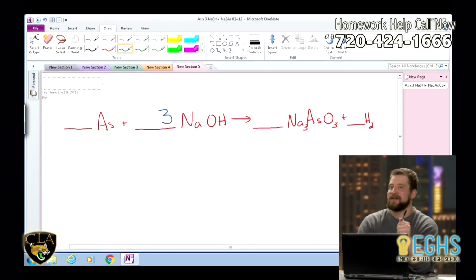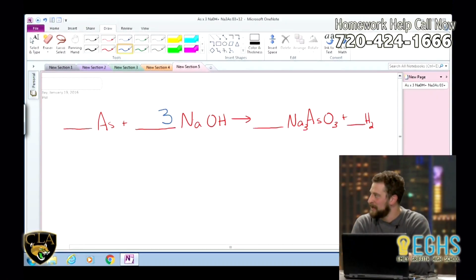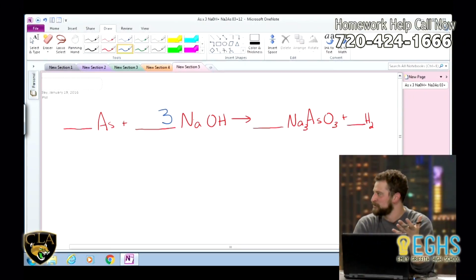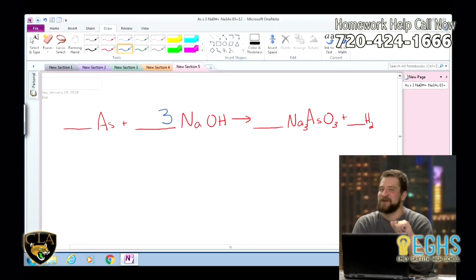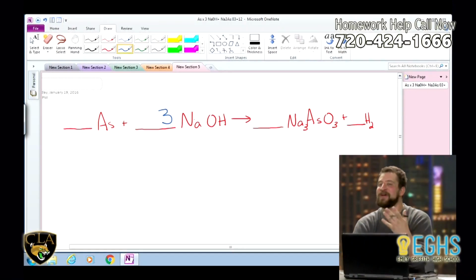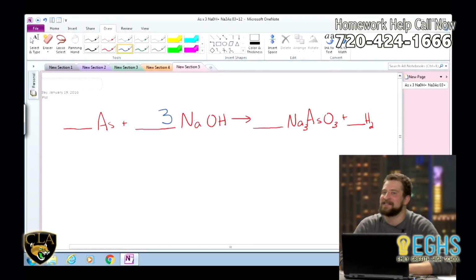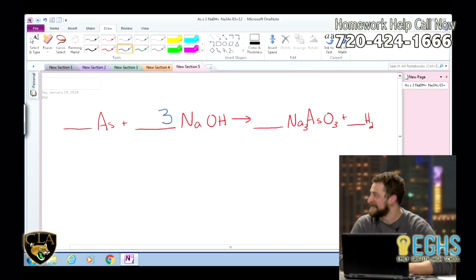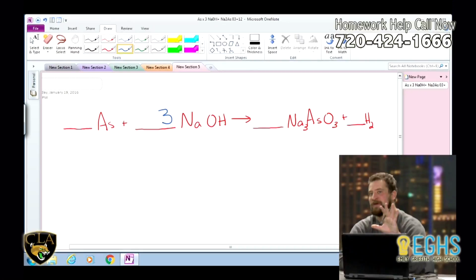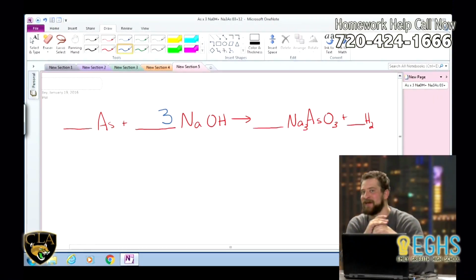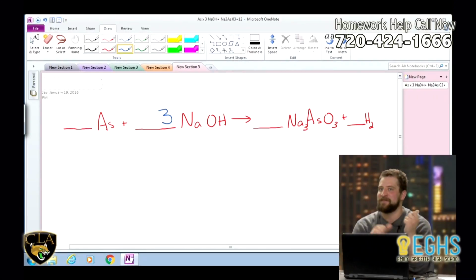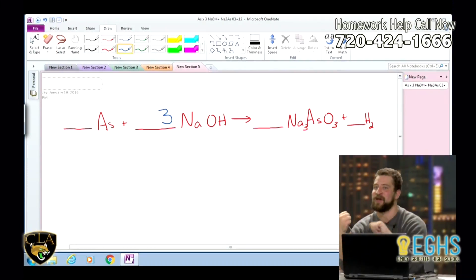But when I multiplied that NaOH by 3, I also multiplied the O and the H in addition to the Na. So now I have 3 oxygens and 3 hydrogens on that left side. Now if I look at this compound, Na3AsO3, that's kind of perfect because it has 3 oxygens as well. So just by doing that one move, I've almost balanced this whole thing. I have 1 astatine on the left, 1 astatine on the right. 3 sodiums on the left, 3 sodiums on the right. 3 oxygens on the left, 3 oxygens on the right.